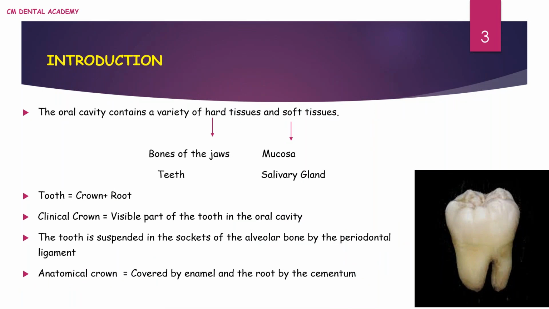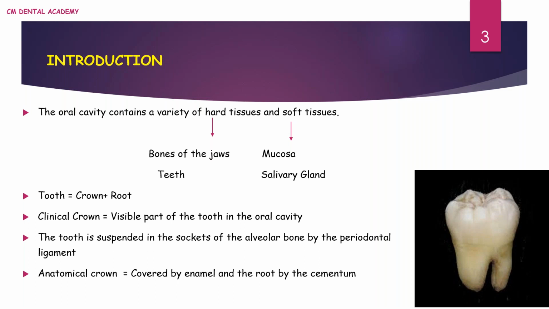The oral cavity contains two types of tissues mainly: the hard tissues and the soft tissues. Hard tissues in the form of bones of the jaws and teeth, and the soft tissues being the mucosa, which lines the oral cavity, and the salivary glands. The tooth has two parts mainly: the crown and the root portion. The crown portion, which is covered by the enamel, appears white in color, while that of the root is covered by the cementum, which is embedded within the tooth sockets.